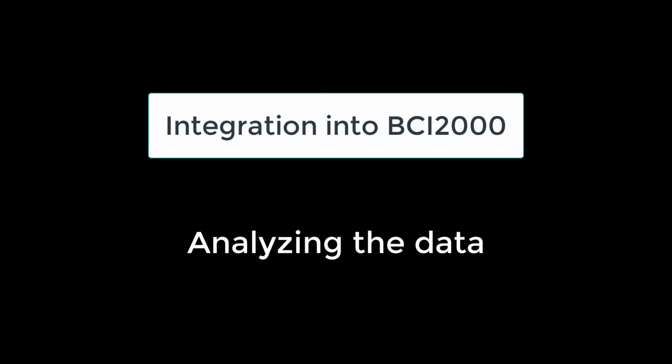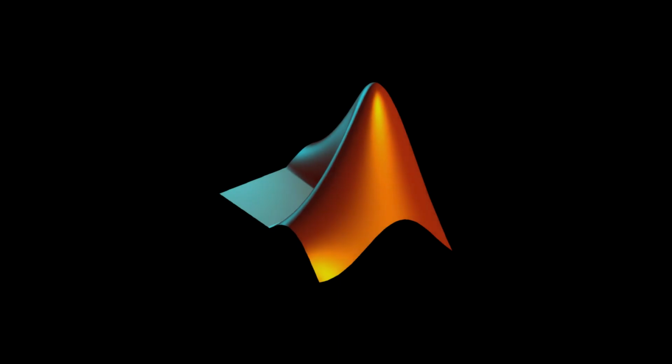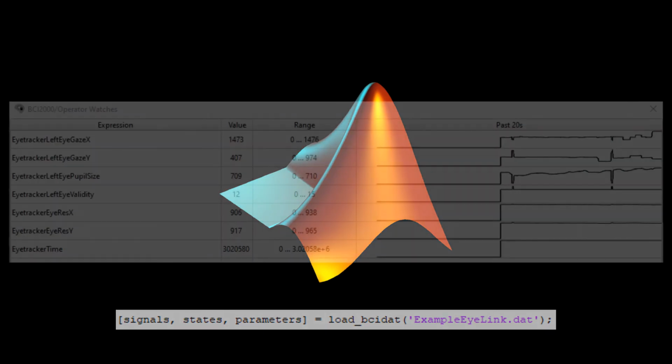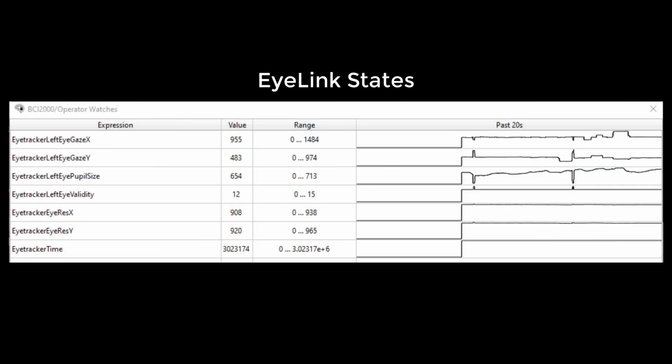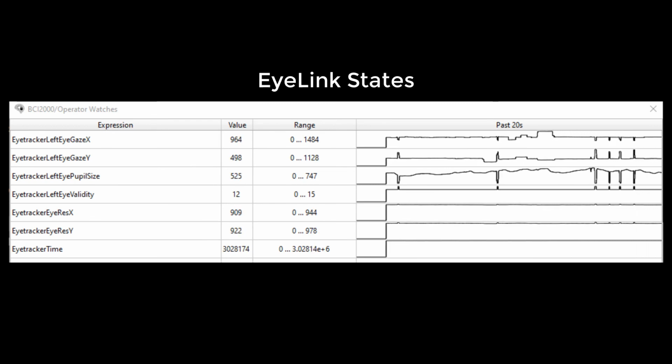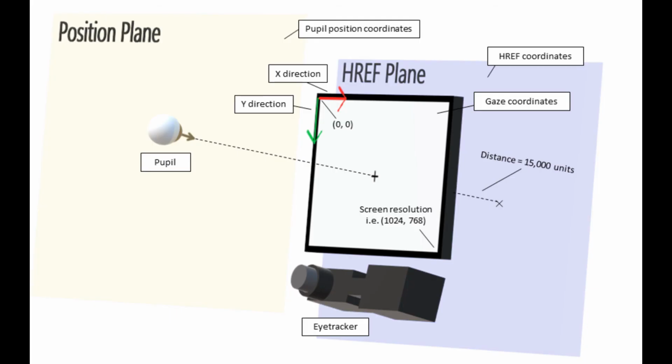The data recorded with BCI2000 can be inspected in MATLAB using the load BCI DAT function. Use this function to load the recorded signals, states, and parameters that were used to design the experiment. By inspecting the states, you should see that a variety of different states were recorded. The EyeLink eye tracker records data over a couple of different coordinate systems, imaged here. Gaze data is usually the most applicable, as the coordinates are stored in accordance with the screen resolution. In our example, this is 1920 by 1080.